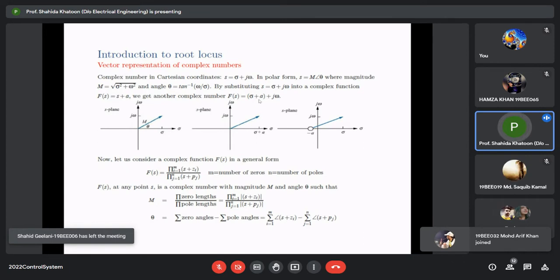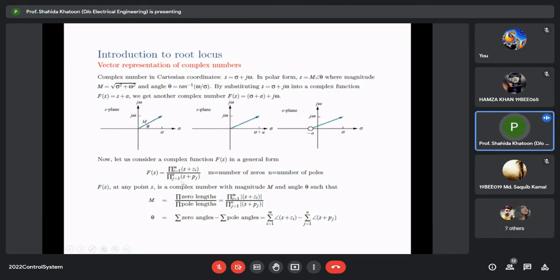Now let us consider a complex function F(s) in a general form. F(s) is basically the product of (s plus zi) upon the product of (s plus pj), where i varies from 1 to M, and M is the number of zeros, and j varies from 1 to N, where N is the number of poles.